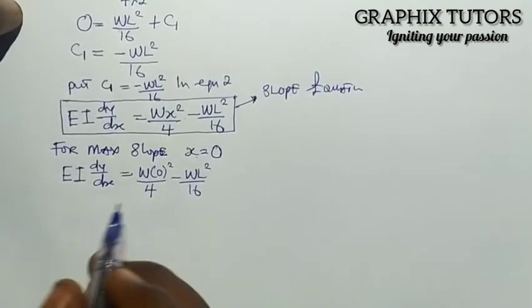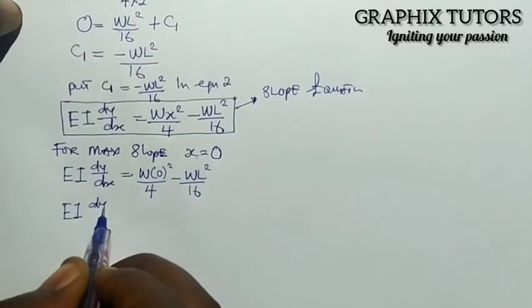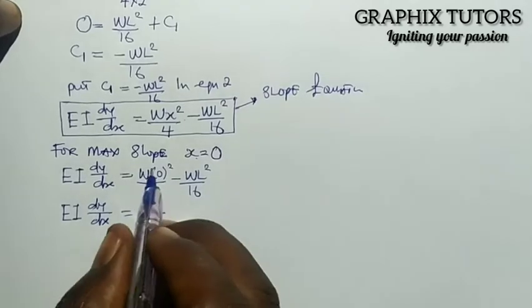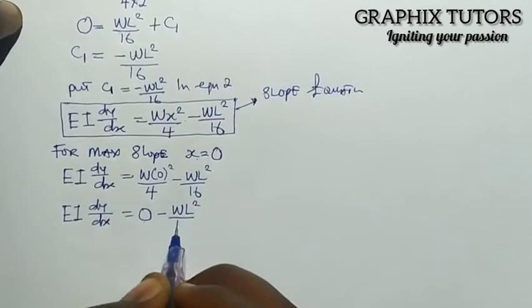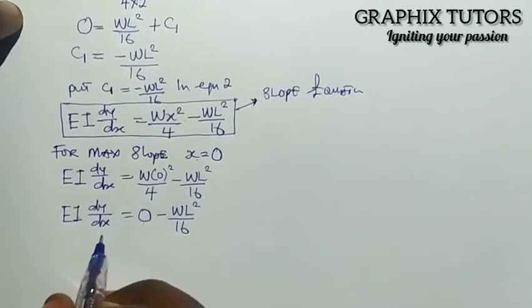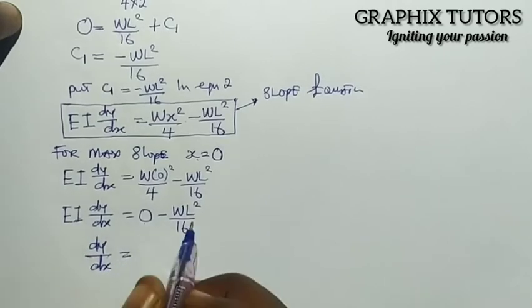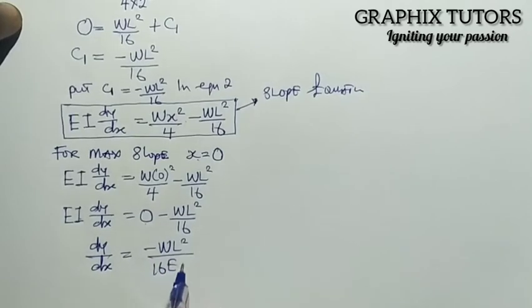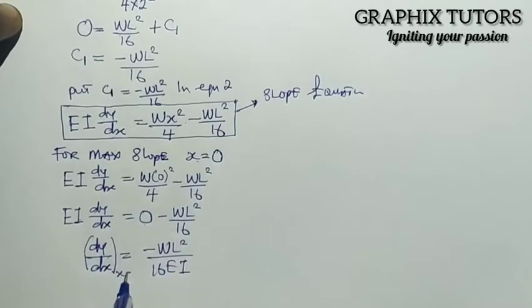So from here, we'll be having EI dy over dx equals 0 minus, because everything here will be 0, 0 over 4 will give you 0, wL square over 16. So if I divide through by EI, my dy over dx is equal to minus wL square all over 16 EI. That will be my maximum slope at x equals to 0.